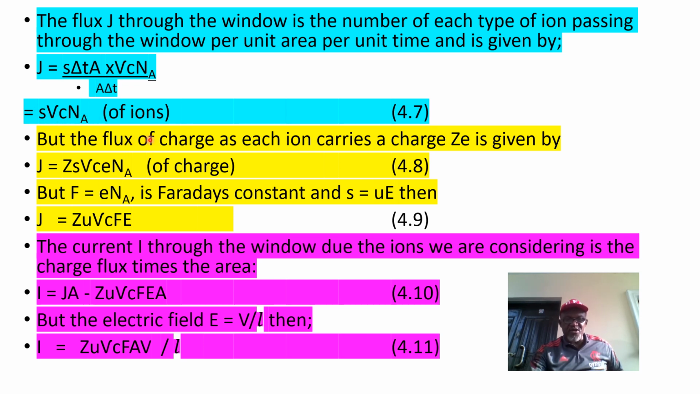Now, when we talk about flux of charge, we'll bring in ze, so z is introduced here and e is also introduced here. Then, the Avogadro number times the charge is equal to 1 Faraday. And of course, s is equal to uE. So if we substitute, this equation becomes equation 4.9. And the current I flowing through the window is equal to the flux times the area. That gives us this. And of course, E is equal to V over L. We also obtain this.